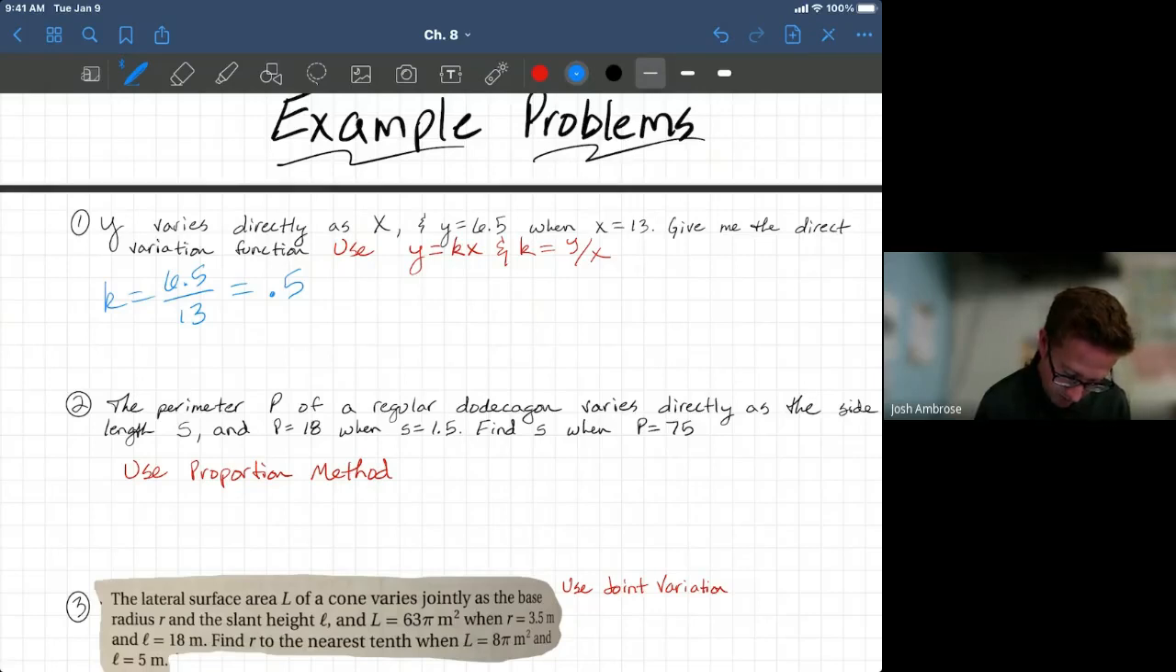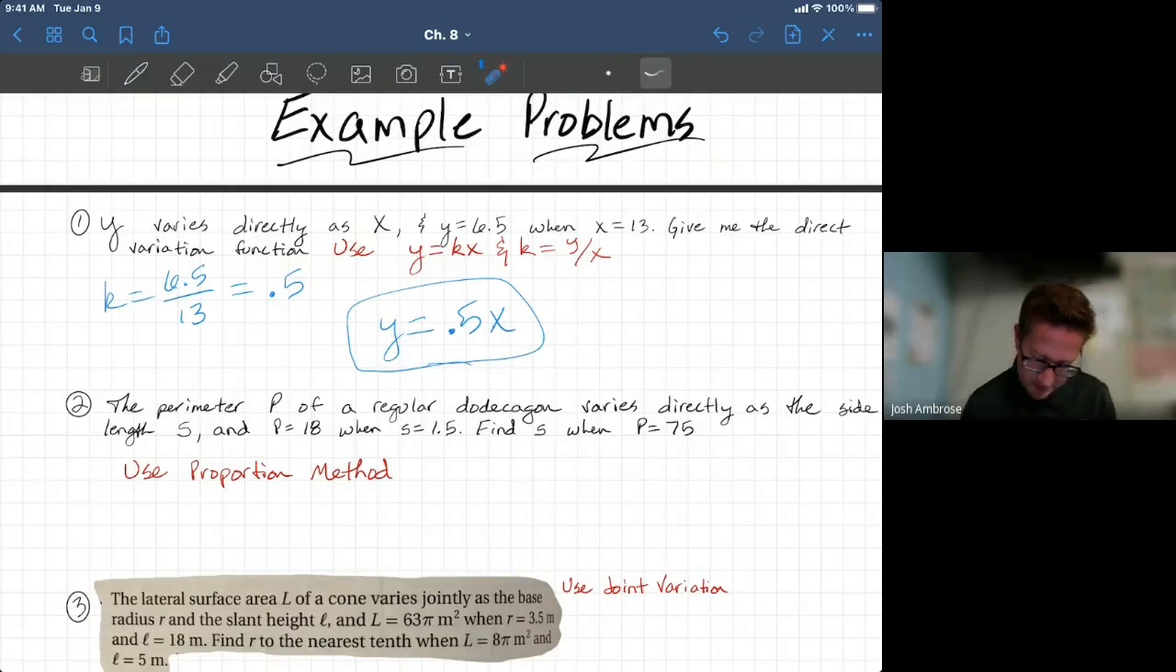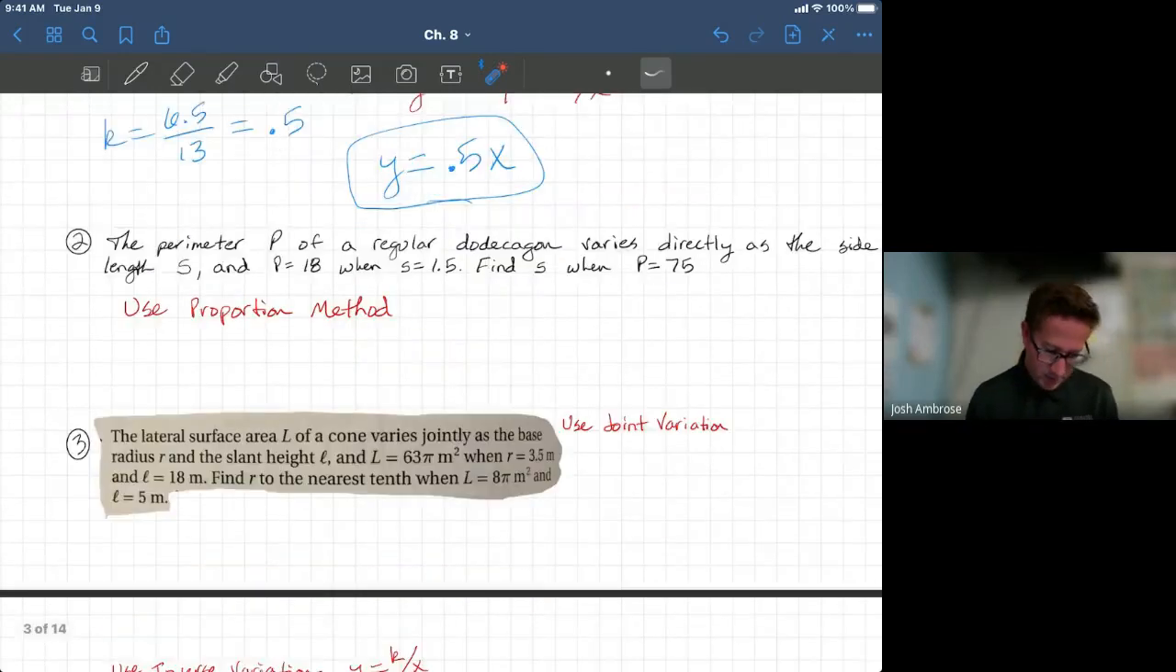simply going to write that y equals 0.5x. That's all we're looking for, because it just says give me the direct variation function. That's what we got here. You can only pose the direct variation function after you have solved for k. All right, let's take a look at the second example problem.